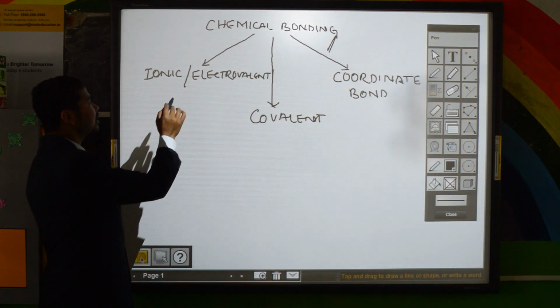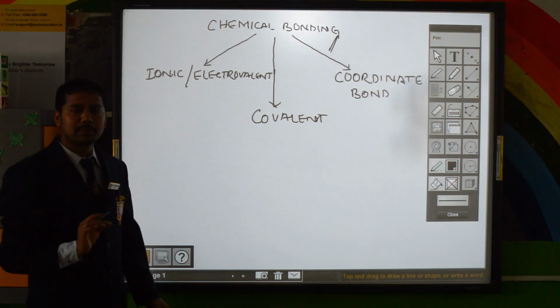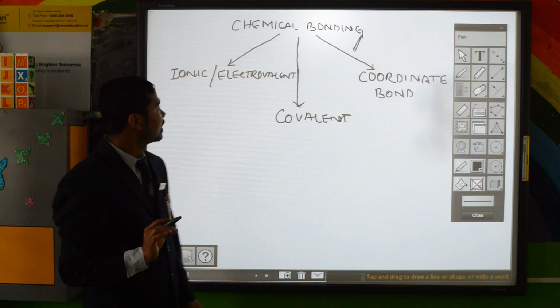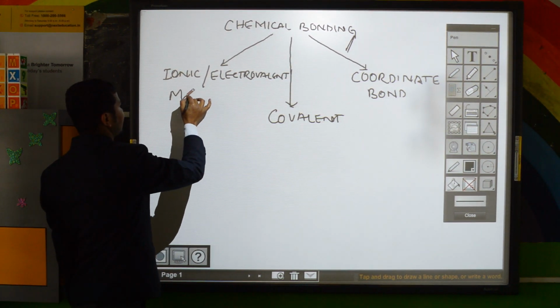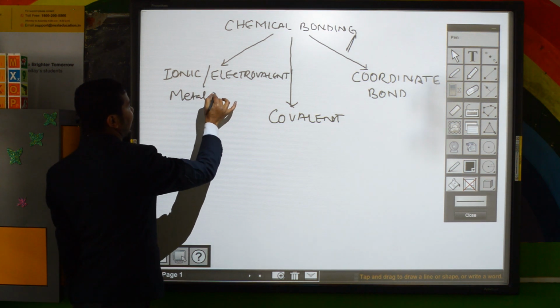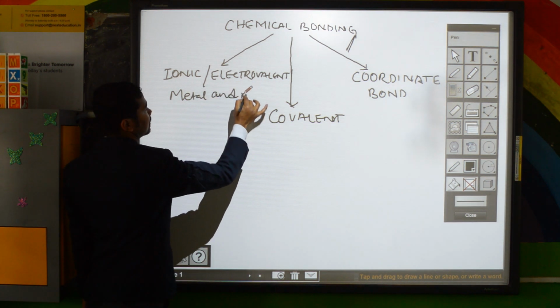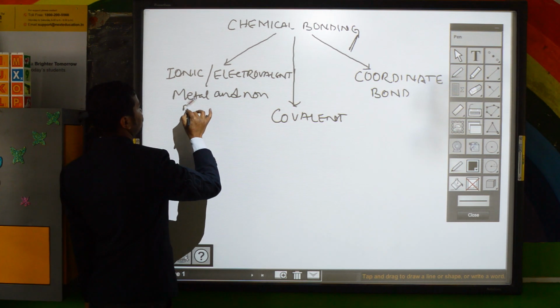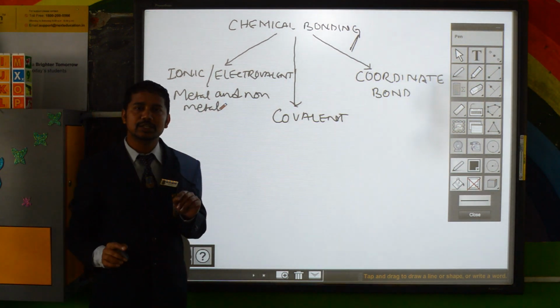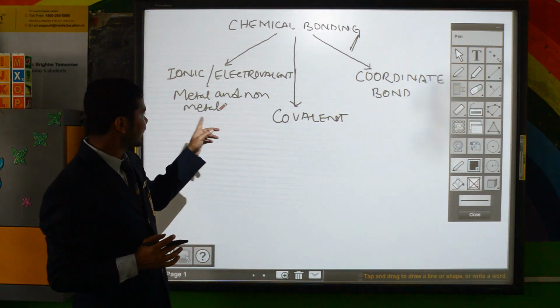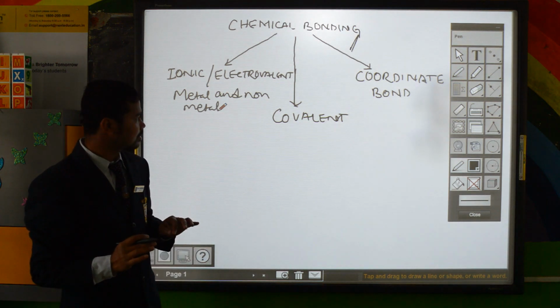Regarding this ionic or electrovalent bond, we have already done in class. This bond is formed between metal and non-metal by the transfer of electrons, because metal has the tendency to lose electrons and non-metal has the tendency to gain electrons.